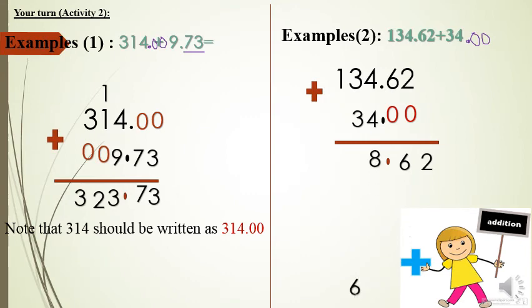Add starting from the right. And this is the final answer, which is 68.62. What did we write instead of 34? We wrote 34.00.